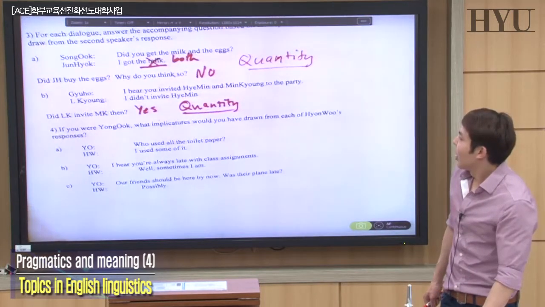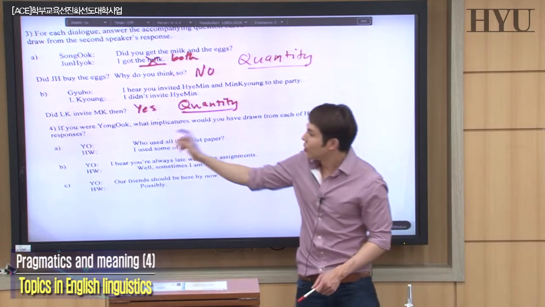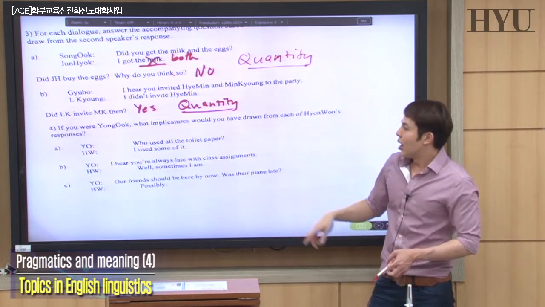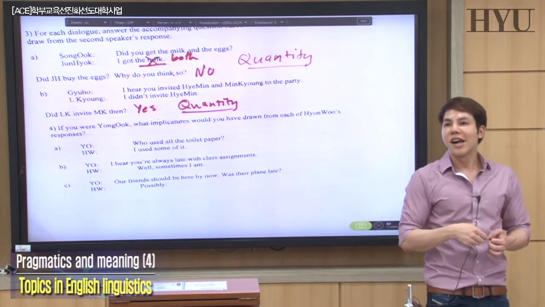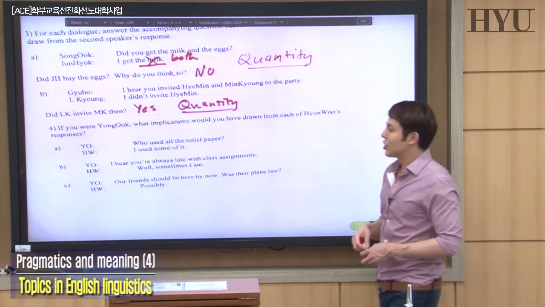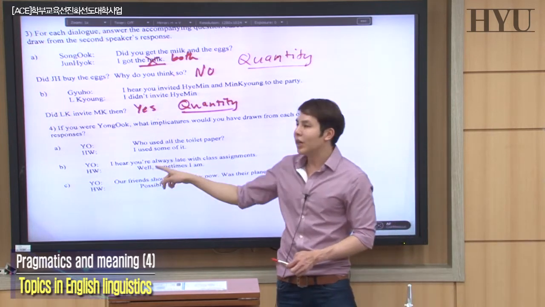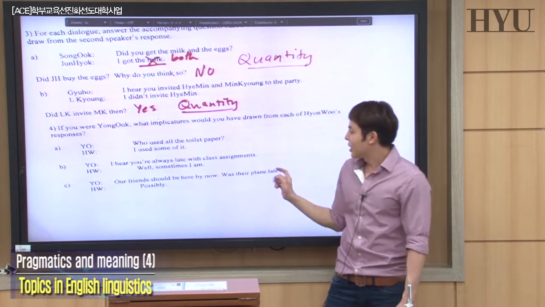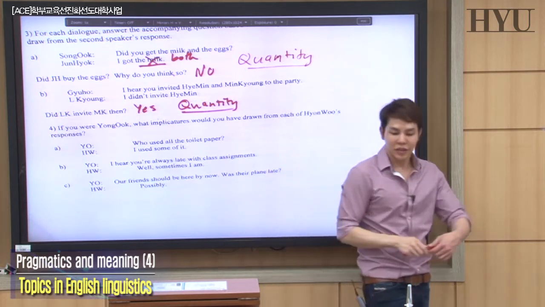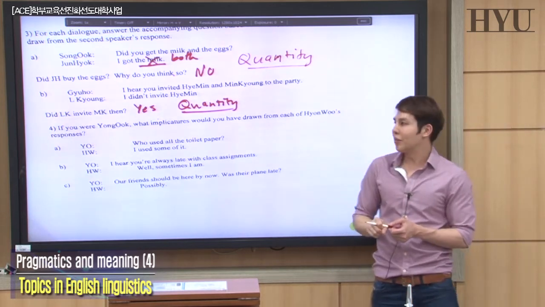Number 4, if you were Young-uk, what implicatures would you draw from each of Hyun-woo's responses? Who used all the toilet paper? I used some of it. What might be the implicature that you can draw from there? And I hear you're always late with class assignments. Well, sometimes I am. Our friends should be here by now. Was that plane late? Possibly. So what might be the implicatures that you can draw from them?